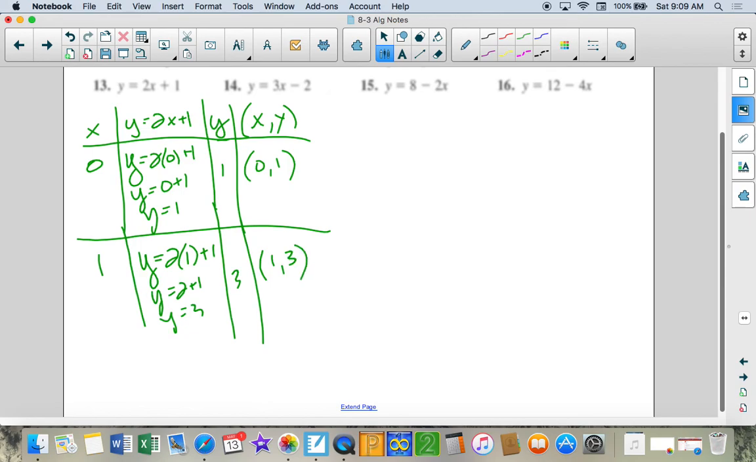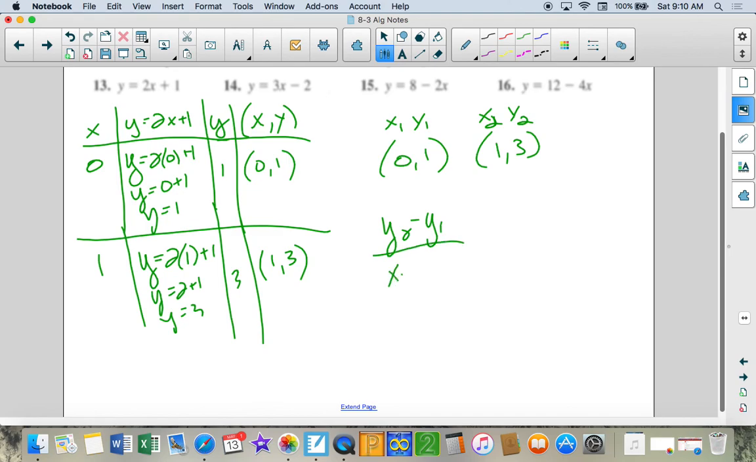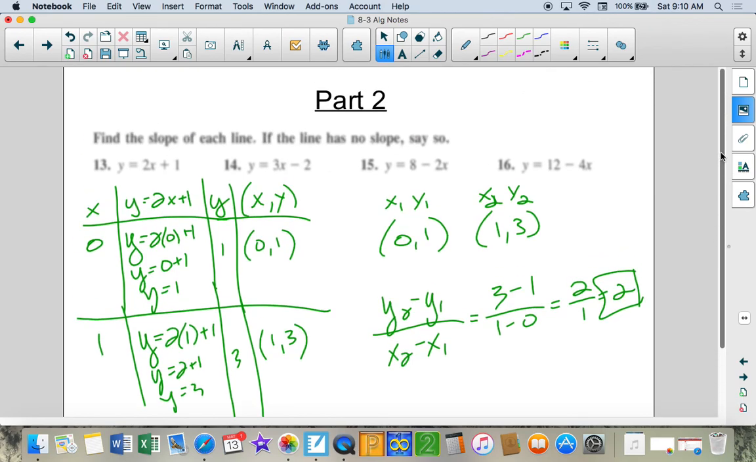Now we have 2 points. 0, 1, that's going to be my x sub 1, y sub 1. And we have the point 1, 3, that's going to be my x sub 2, y sub 2. The equation is y sub 2 minus y sub 1 over x sub 2 minus x sub 1. y sub 2 is 3 minus 1 over 1 minus 0, which gives me 2 over 1. So the slope of that line, of that equation, would have a slope of 2.